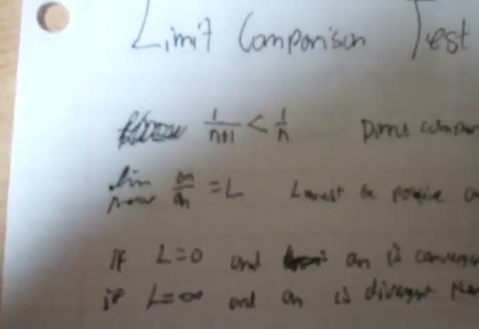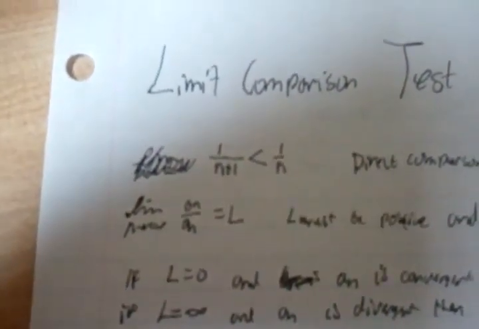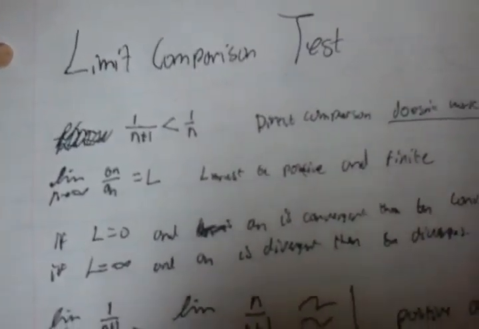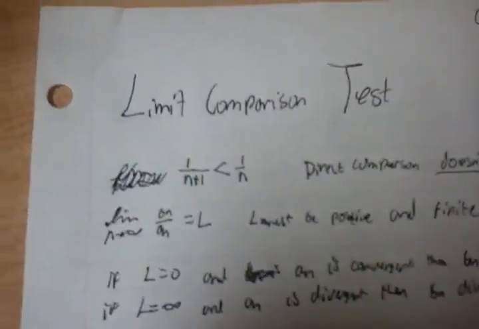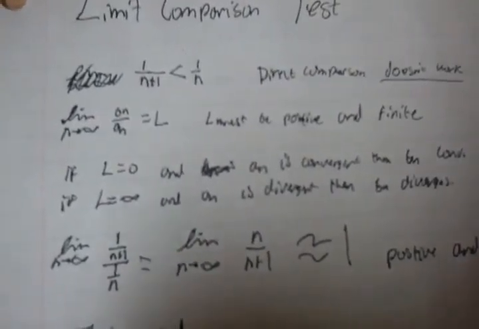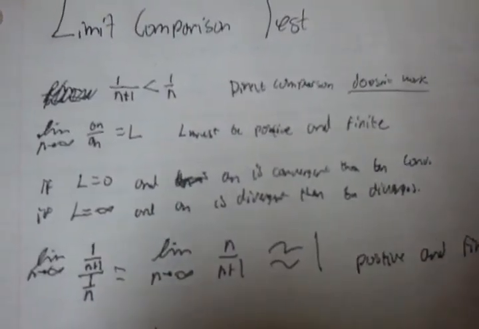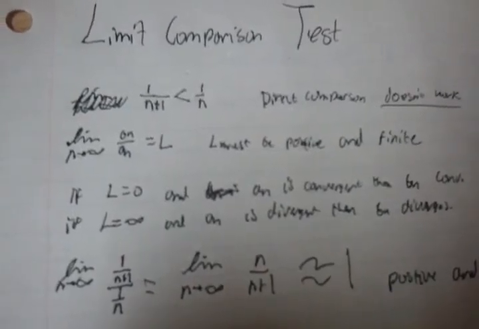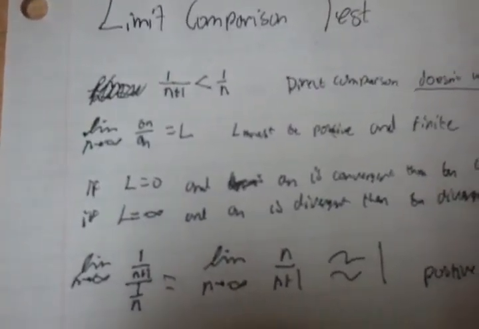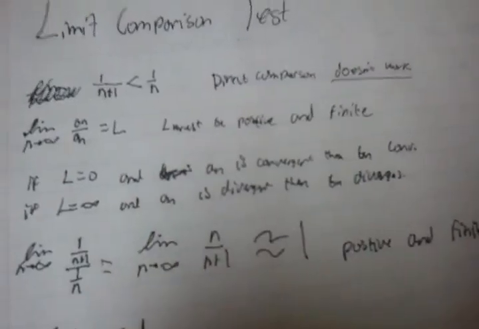So, the limit comparison test is as follows. The limit as n approaches infinity of b sub n over a sub n equals L, and L must be positive and finite for this test to pass. If L is equal to 0 and a sub n, which is the one that you choose, is convergent, then b sub n must also be convergent.